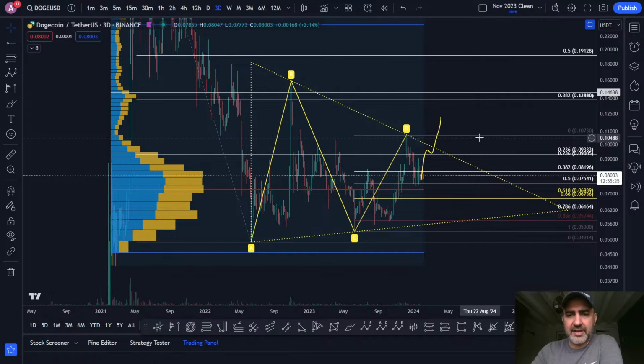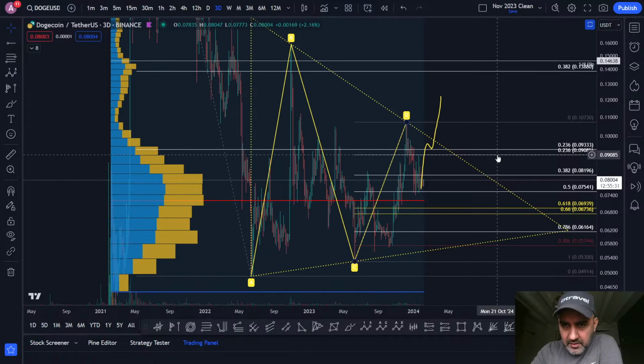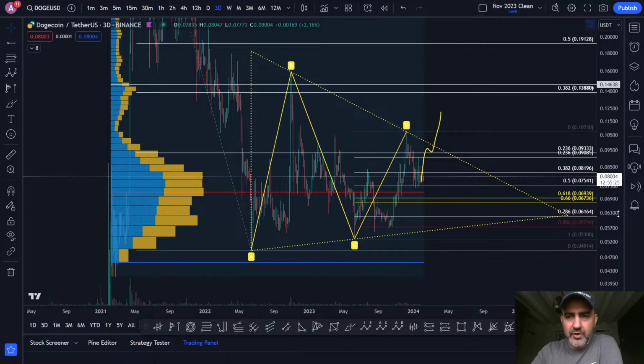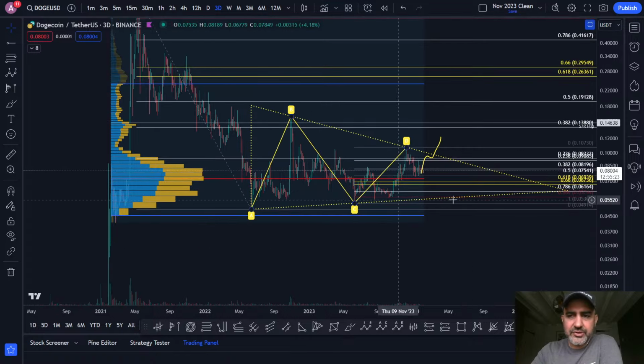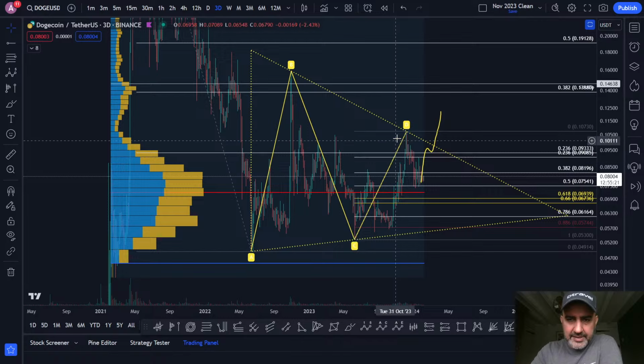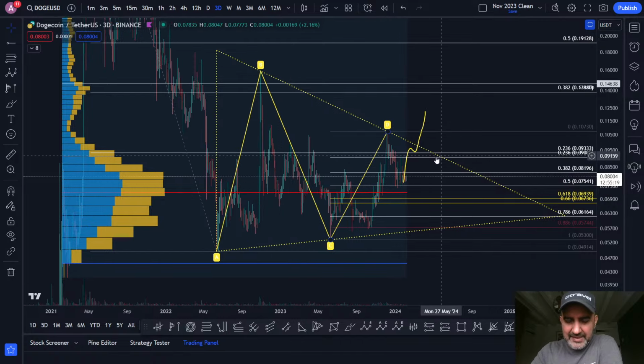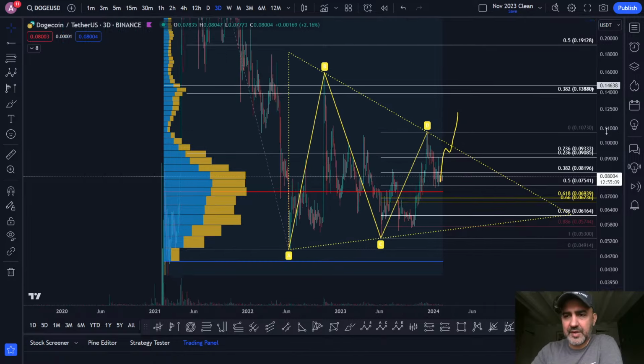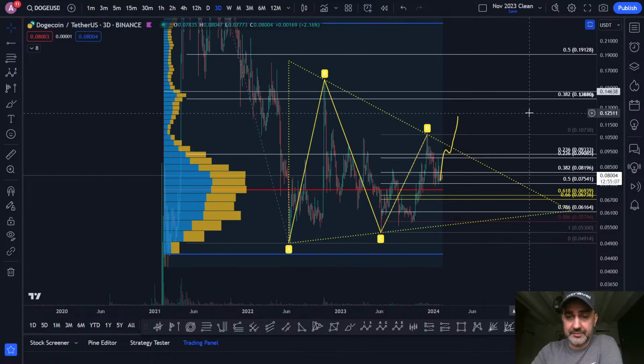And eventually what's going to happen is we're going to flip this 236. So there's two 236s. One lines up with the overall fib retracement, and one lines up with this retracement. They're kind of in the same area. And actually you want the top one to flip into support, not the bottom one. You flip that into support, a little bit of volume, and you're moving. And that's at about 9.3 cents.